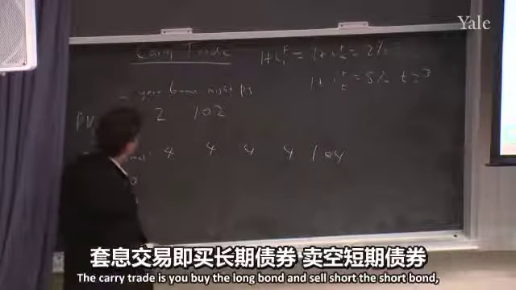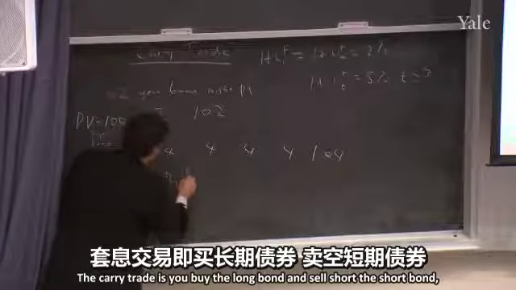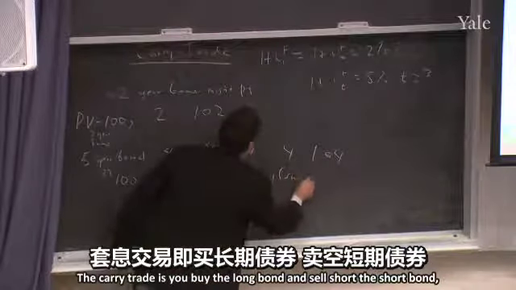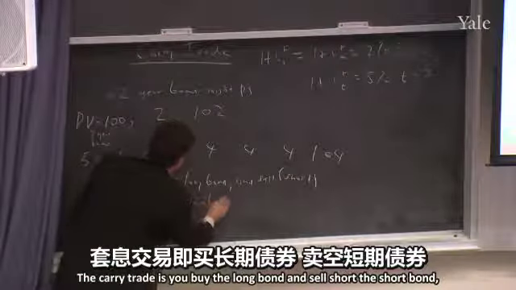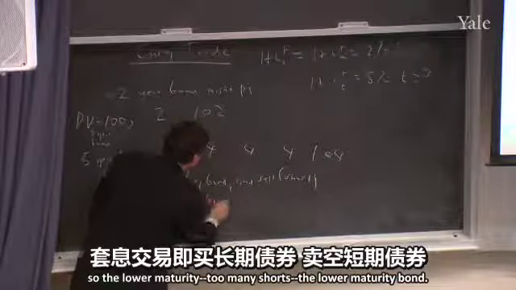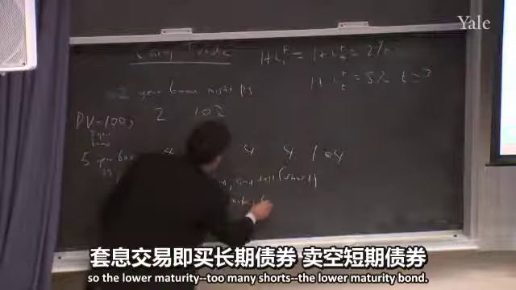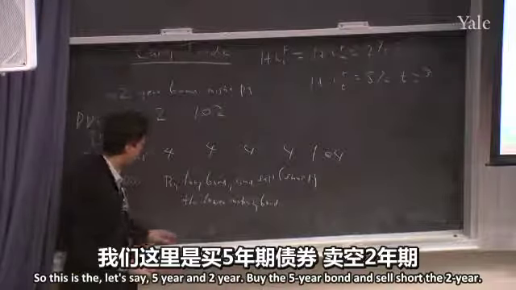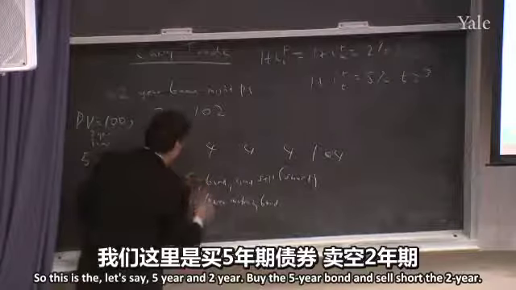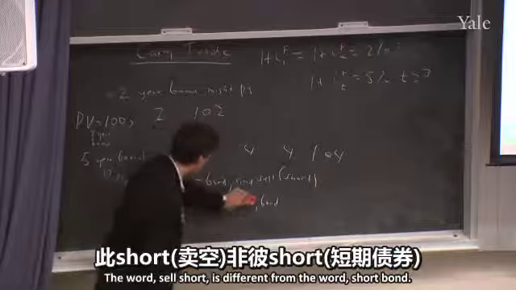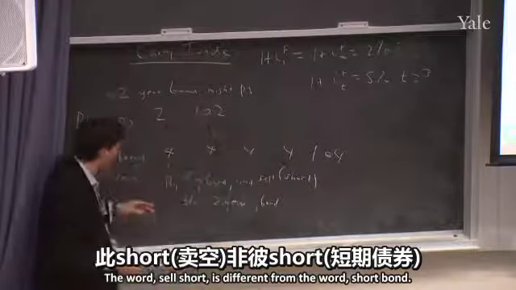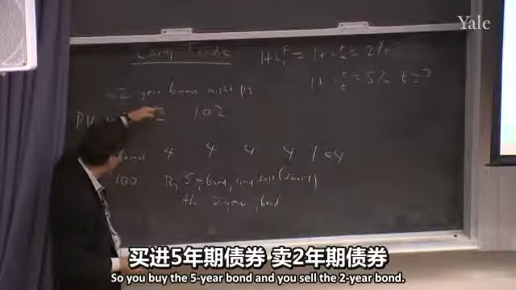So what's the carry trade? The carry trade is you buy the long bond and sell short the lower maturity bond. Let's say the 5-year and 2-year: buy the 5-year bond and sell short the 2-year. The word sell short is different from the word short bond. So you buy the 5-year bond and you sell the 2-year bond. They both cost you 100.